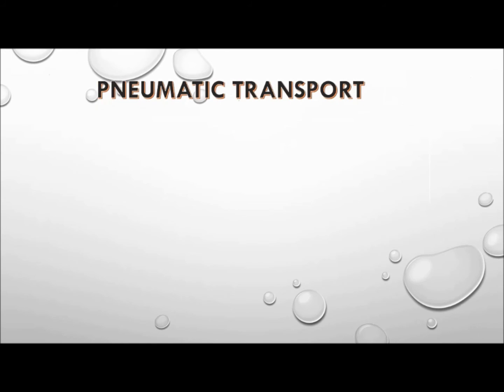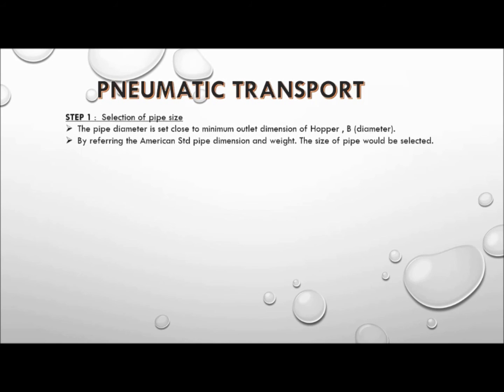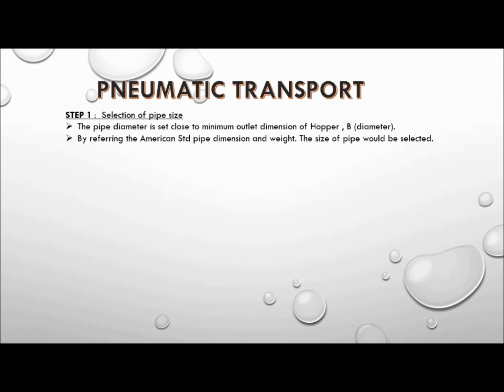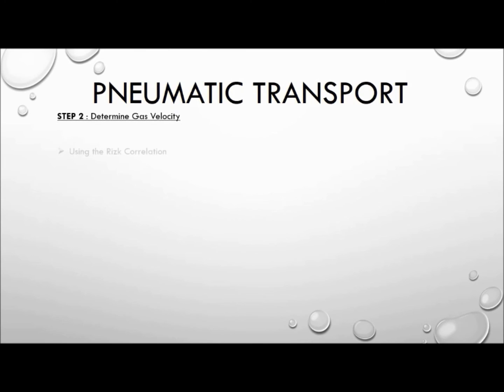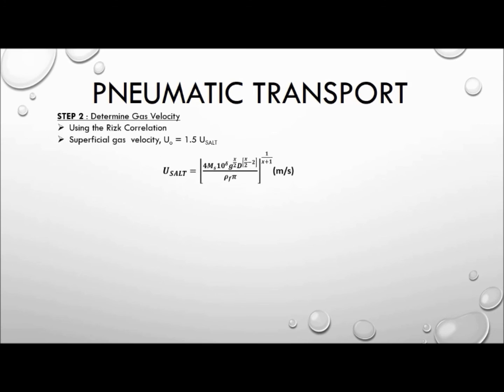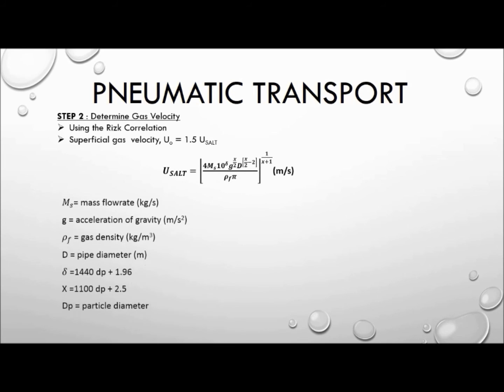In order to calculate the pressure drop along the pipeline, there are 3 steps that must be followed. First, the selection of pipe size. The pipe diameter is set close to the minimum outlet dimension of the hopper, B. By referring to the American Standard pipe dimension and weight, the size of pipe would be selected. Second, determine gas velocity. By using the Rizk correlation as shown, the superficial gas velocity can be determined, where U0 is equal to 1.5 U salt.